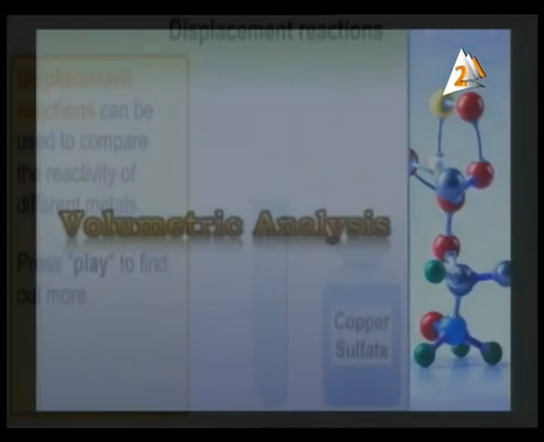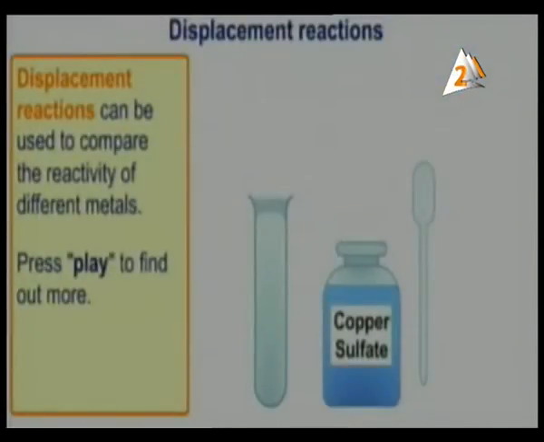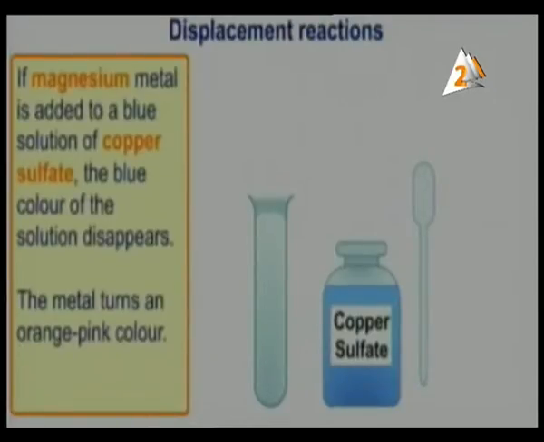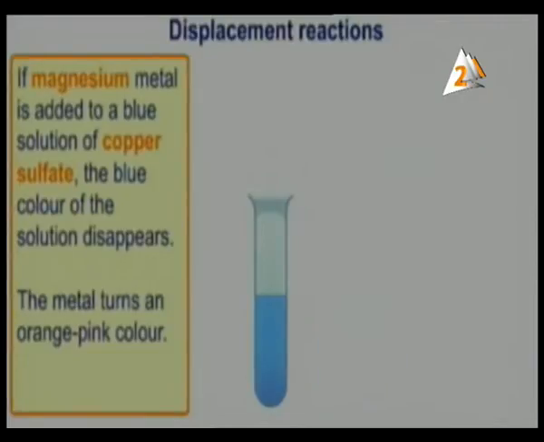Let's see the first. Here we have the displacement reaction. It can be used to compare the reactivity of different metals. We have a chemical reaction here. We have the copper sulfate, and in step number 1, if magnesium metal is added to a blue solution of copper sulfate, the blue color of the solution disappears.